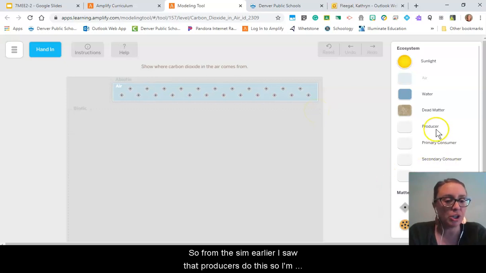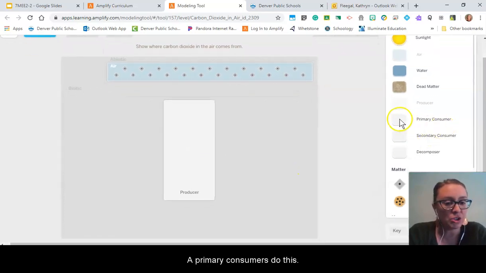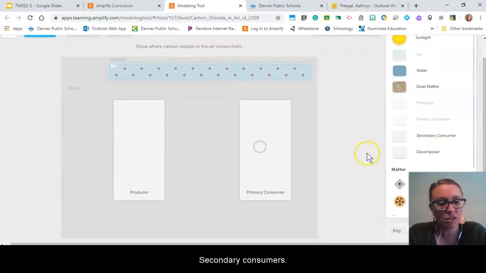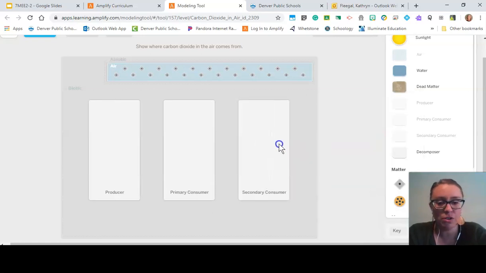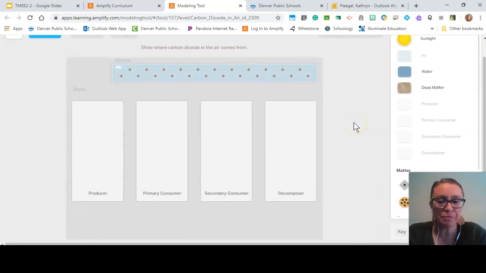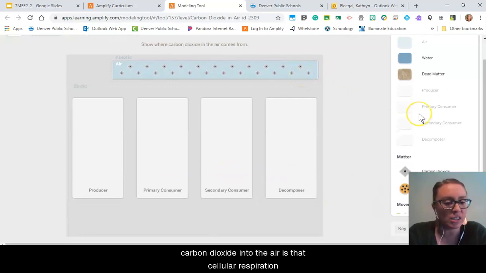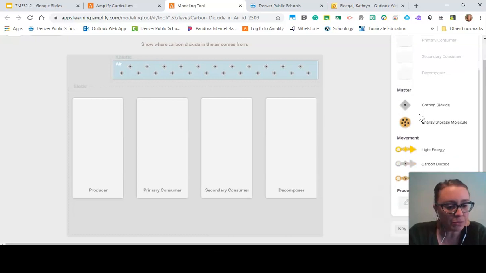So from the sim earlier, I saw that producers do this, so I'm gonna drag producer over. Primary consumers do this, secondary consumers, as well as decomposers. Okay, so I have them all set up. And the process by which these four things release carbon dioxide into the air is that cellular respiration process.